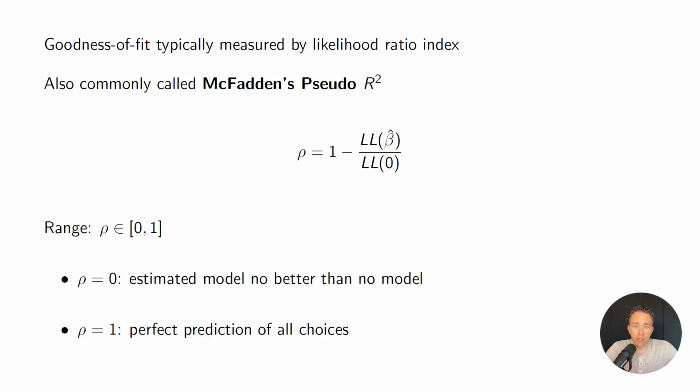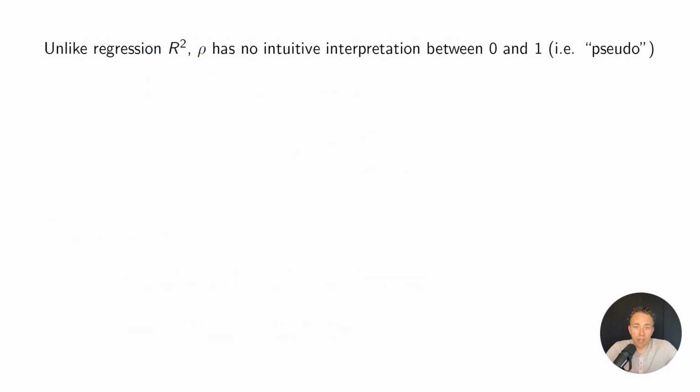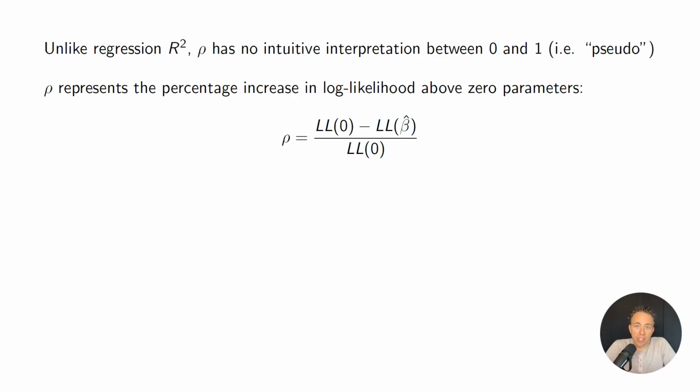So the range of this rho parameter, which is the pseudo R-squared, is 0 if the model has 0 predictive power, and 1 if the model has perfect predictive power. However, unlike the R-squared from a regression model, there's not really an intuitive interpretation for values between 0 and 1. The only real interpretation is at the endpoints of 0 and 1. This is why we call it a pseudo R-squared. You can think of this rho parameter as measuring the percentage increase in the log likelihood value above the model that has 0 parameters. But that's not super helpful for actually applying this to the real world.